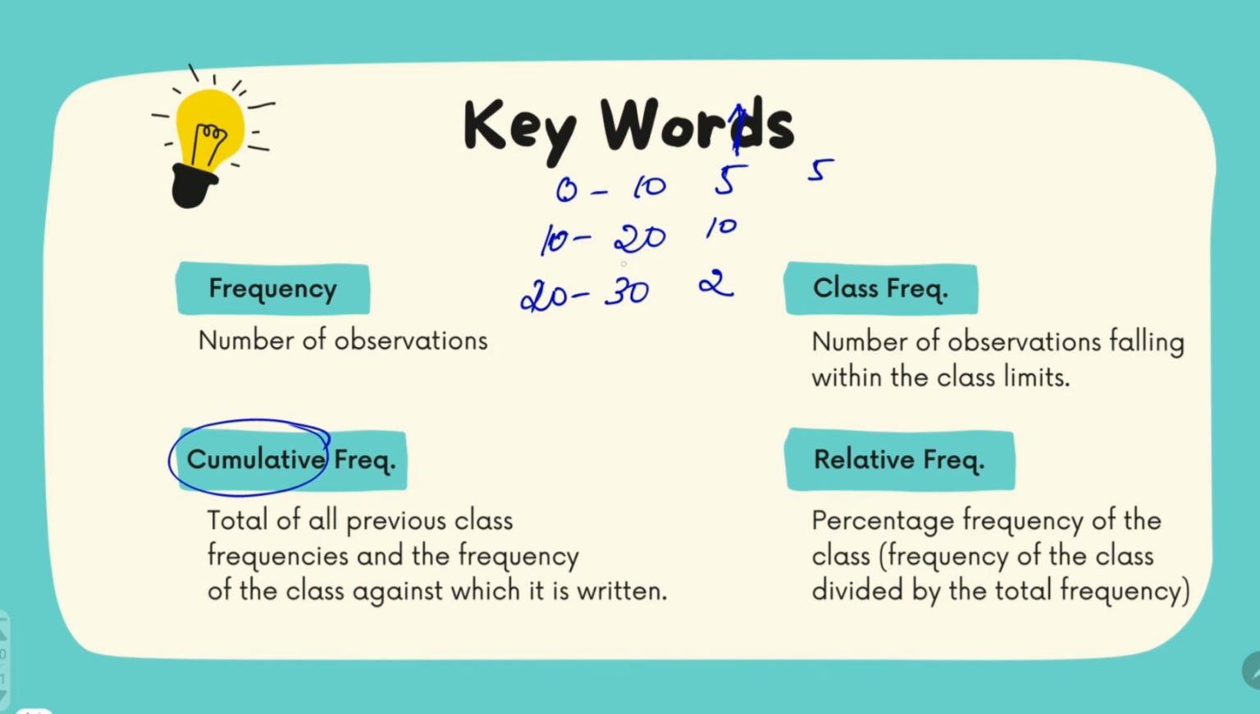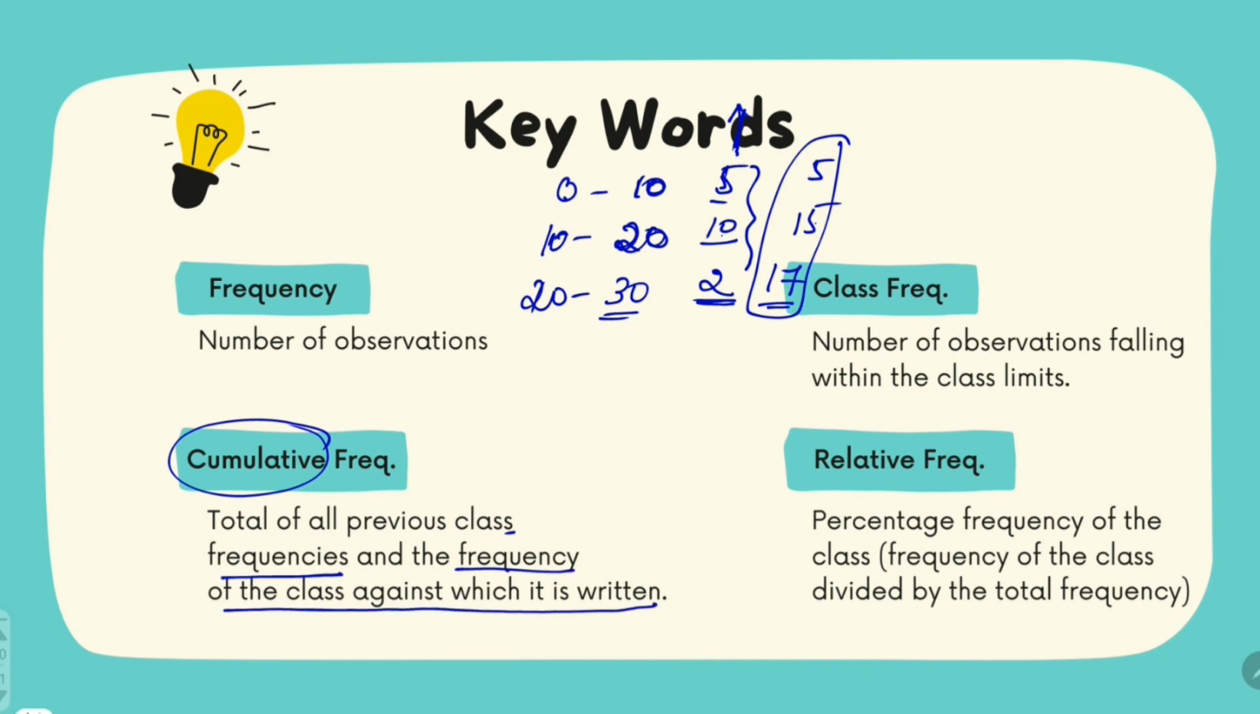Now for 10 to 20, this is how you should think. People less than 10 years, 5. People less than 20 years, how many people? 10 and 5, that is 15. People less than 30 years, 10, 15 and also 2, so the sum of all these including our class. So 15, 17. So this is your cumulative frequency. That is the total of all the previous classes' frequencies and the frequency of the class against which it is written.